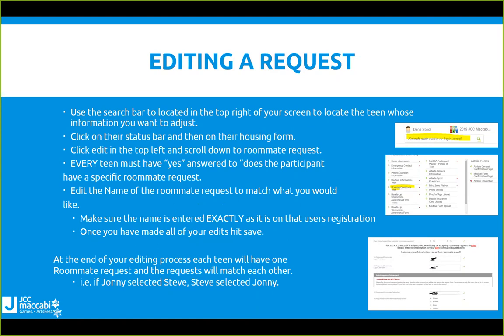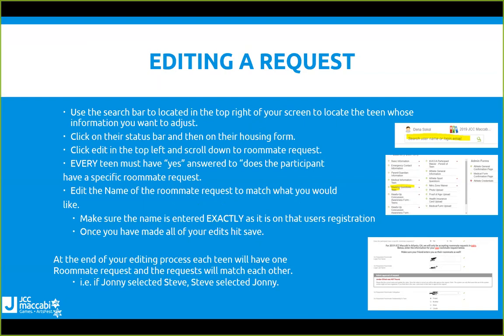In order to make these edits, it's the same way you would make any edit to any other form in the system. You'd go ahead in the top right-hand corner of your screen. You'd be able to use that search username or login email to find the teen you're looking for. You'll click on their status bar. You'll see the drop-down of all of the forms associated with that user. You'll go ahead and click on Housing Questions, Teens. And from there, you'll scroll down to the questions as they correlate to roommate requests.